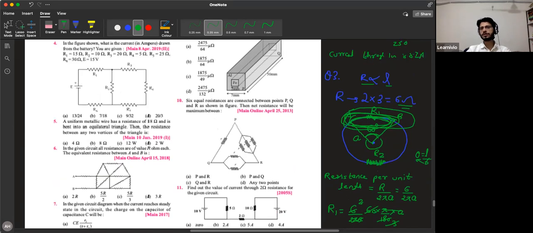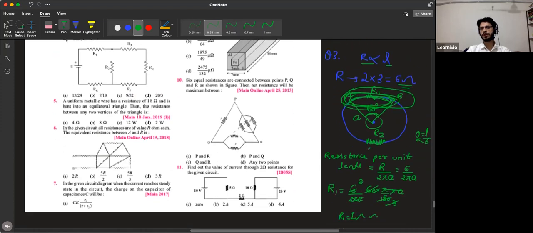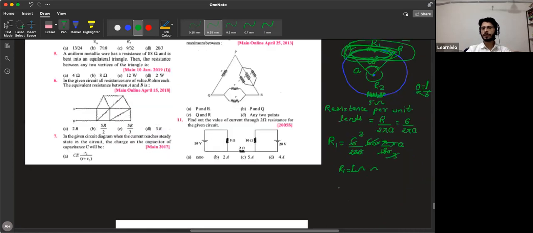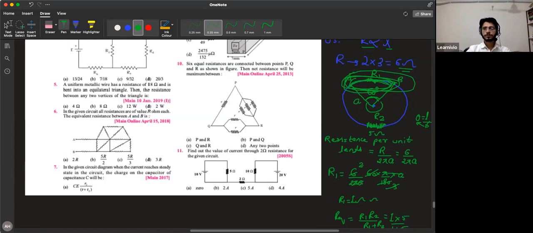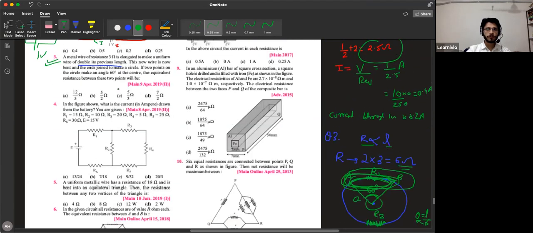Total resistance is 6 ohm. If R1 is 1 ohm, then it's very clear that R2 will be 5 ohm. R1 and R2 are connected in parallel, then you can write that your R equivalent will be R1 R2 over R1 plus R2. How much is R1? It's 1. How much is R2? It's 5. 1 into 5 by 1 plus 5. So your R equivalent will become 5 by 6 ohm. Clear? 5 by 6 is in the options. 5 by 3 is not any option.